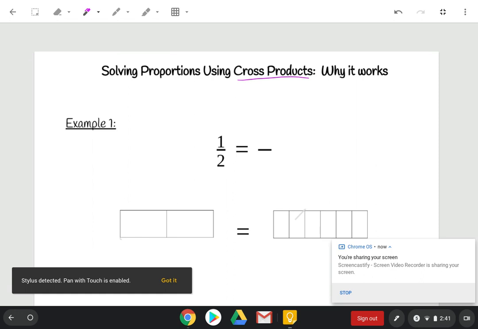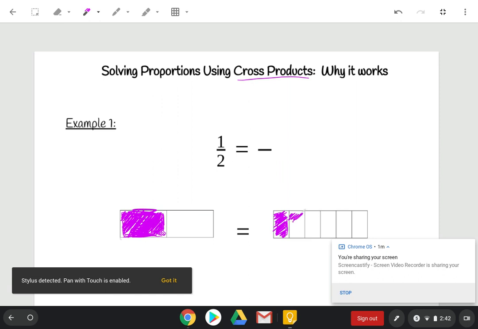For example one, I have 1/2, and that's equal to, and I want to know what ratio is equal to 1/2. Well, let's represent 1/2 with a model. Below 1/2, you see a rectangle, and I am now shading in one section out of two total sections. Well, if you look to the right of the rectangle that I have just shaded, there is another rectangle that happens to be divided up in a different way. I'm going to shade the same amount of area that I have shaded in the rectangle on the left.